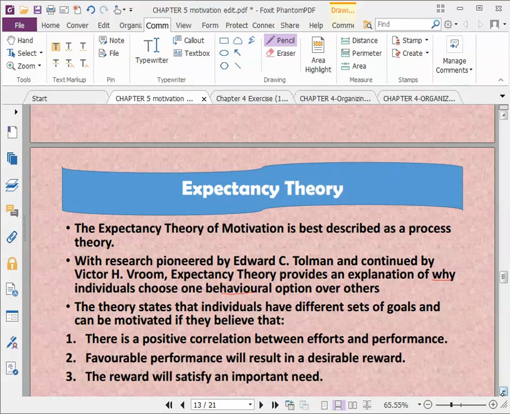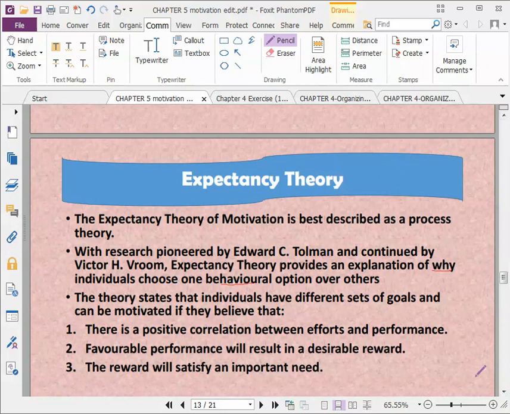Okay, kenapa employees tu memilih untuk melakukan sesuatu. Okay, the theory states that individuals have different sets of goals and can be motivated if they believe that there is a positive correlation between efforts and performance. Favorable performance will result in the desirable reward. The reward will satisfy an important need.